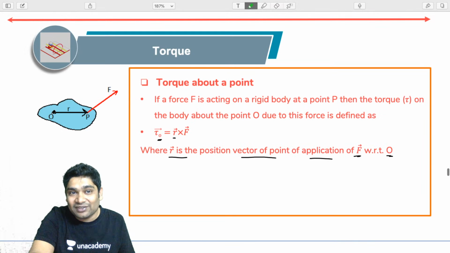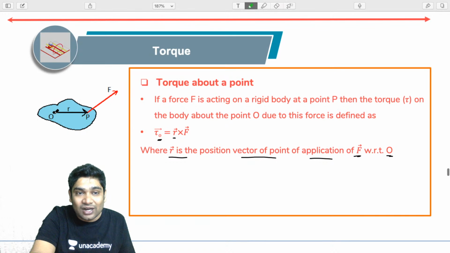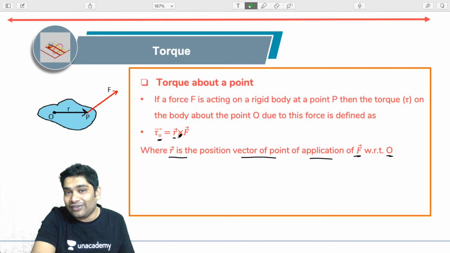Torque about any point. So the capability of this F in order to produce a torque about this point, or rotate this object about this point, would depend on the cross product of R and F.